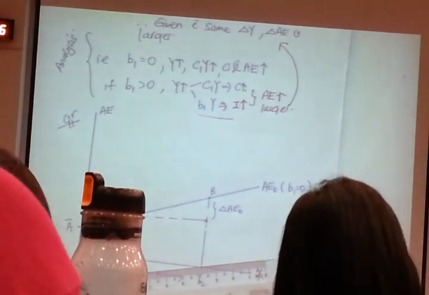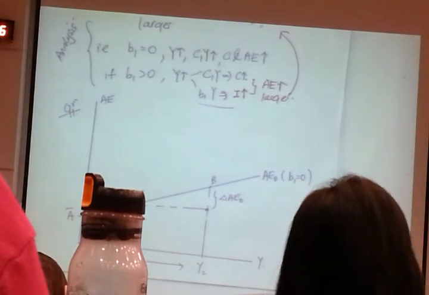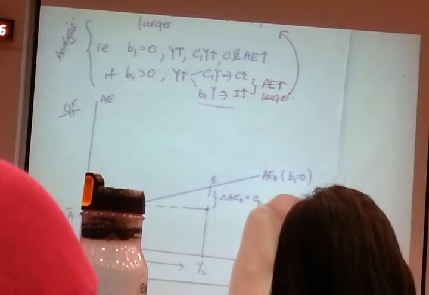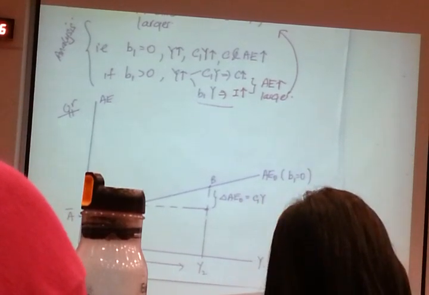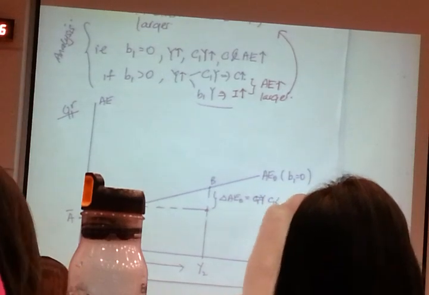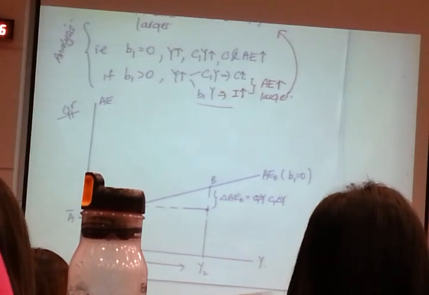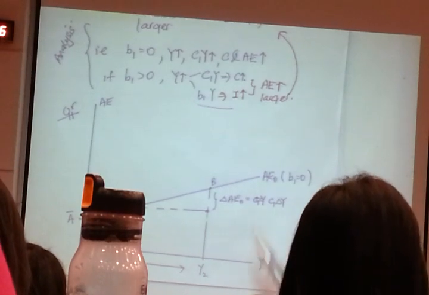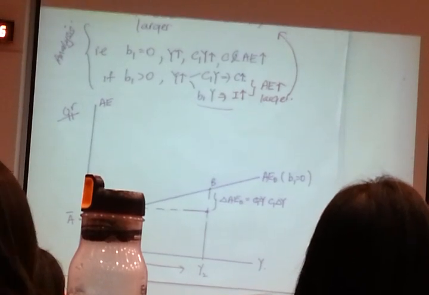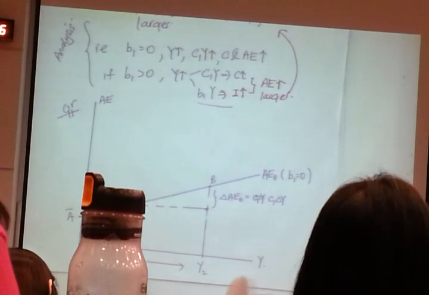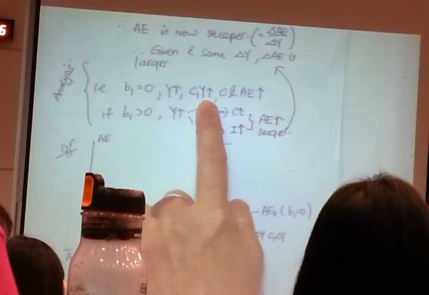Took note that if income goes up, this is my change in AE naught, which is due to C1Y. In fact, to be specific, it is C1 times the change in Y because income went up. So this amount of AE that has gone up is due to C1Y. This is the case when B1 is 0, when income goes up. Can you see my diagram is actually explaining this?